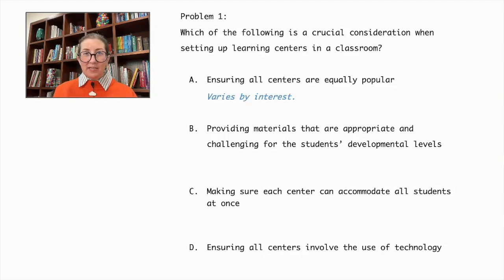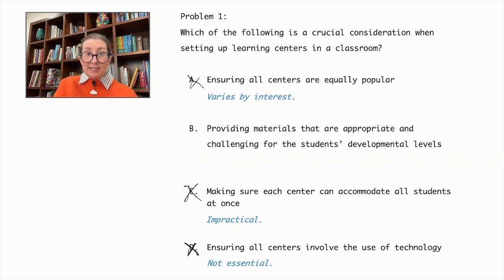Popularity can vary based on students' interests, and not all centers need to be equally popular, so we can cross that out. Accommodating all students at once is both impractical and unnecessary, as centers are designed for small group or individual activities. So let's cross that out as well. While technology can enhance learning, it is not essential for every center. So let's cross that out also.